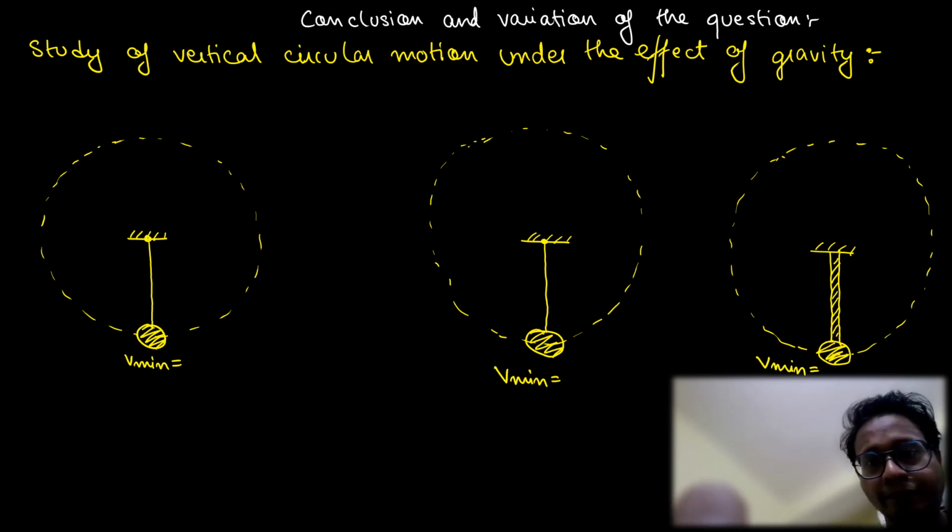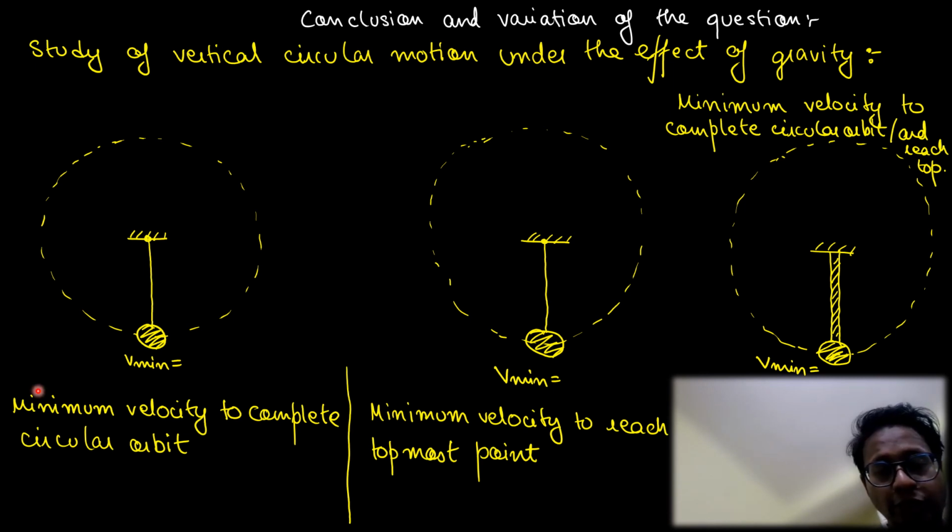So in the first case, the question should be read this way: minimum velocity to complete the circular orbit. That means this bob will stay in the circular orbit throughout the motion. Out here, minimum velocity to reach the topmost point. That means what is the minimum velocity that should be applied out here so that it reaches the topmost point of the circular orbit.